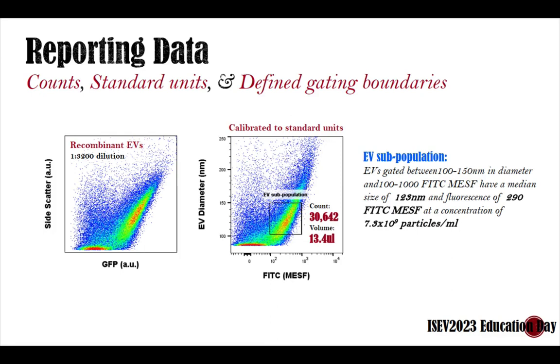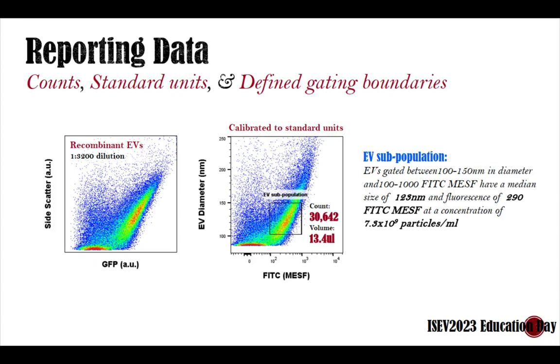Now, you notice that my gate here is actually a square gate, not a circle gate. It's a square gate because what I can then do is say these EVs are gated between this size in diameter, and this level of fluorescence, 100 to 1000, in MESF. I am telling the reader exactly which population of EVs I'm talking about, and within that gating, I can say the median size is 123, and I can even add plus or minus standard deviation on there.